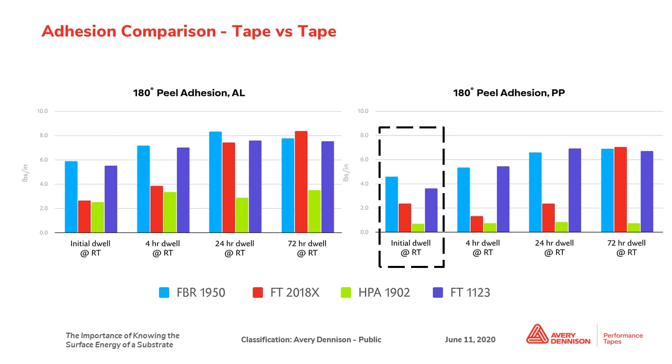So, you can compare a rubber adhesive against three different acrylic adhesives, and for us to be able to add different types of tackifiers and cross linkers to those acrylic adhesives would give them different properties, and that results in different peel values to polypropylene in an initial dwell condition.